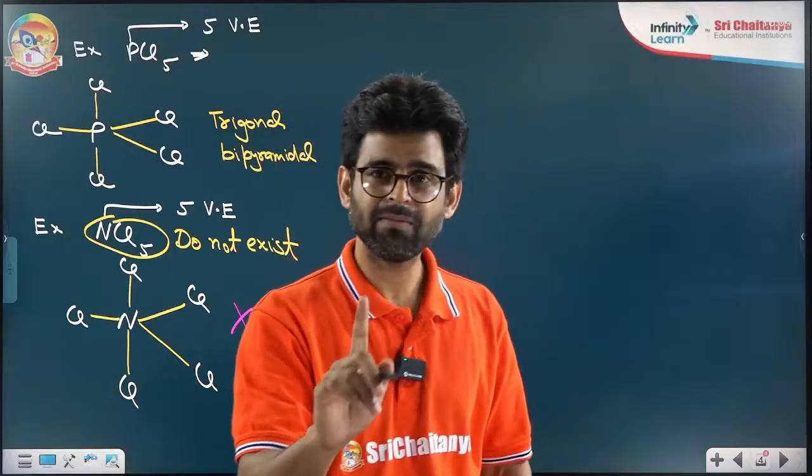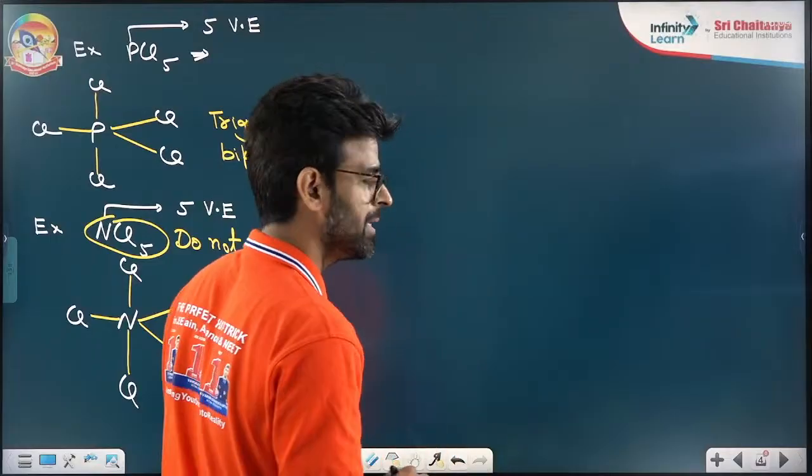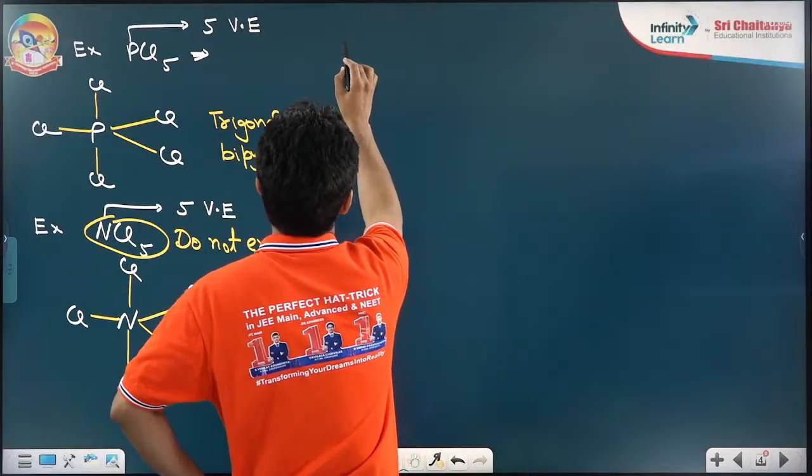PCl5 exists. P has d orbitals, so it can make 5 bonds, no issue. N can never make 5 bonds. Fine? Good. Remember this: NCl5 doesn't exist. Next example I am taking here.